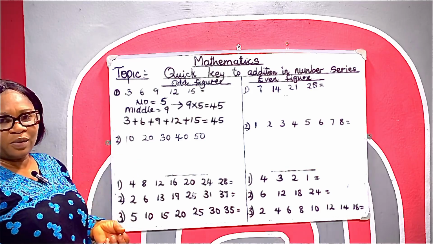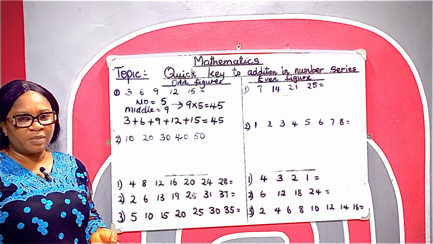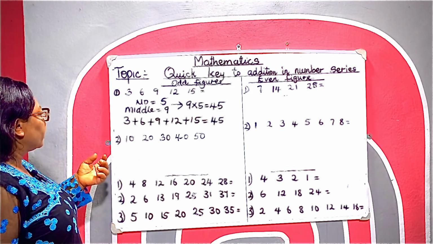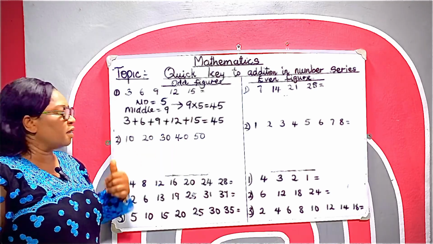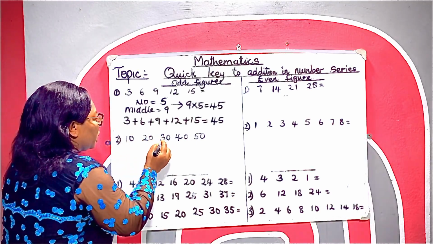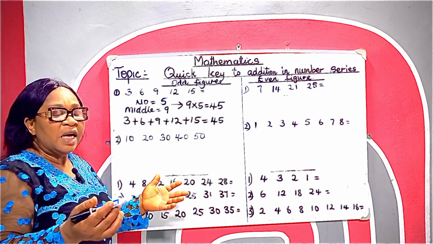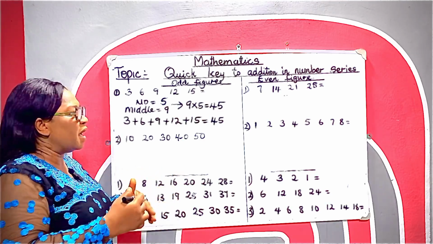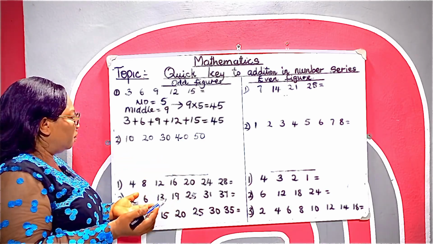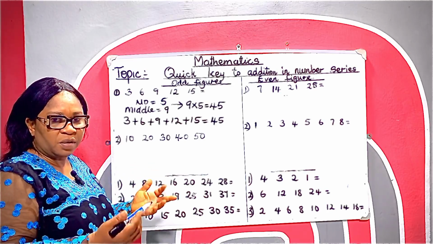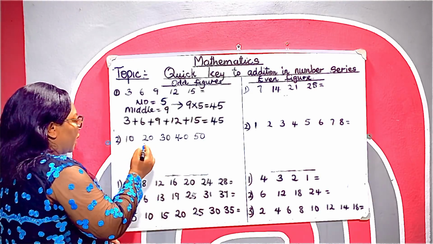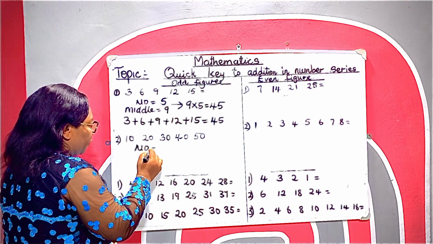So let's get to another example. How many numbers in the series? 1, 2, 3, 4, 5. 5 is an odd number. It can be more than 5. It can be 6, it can be 7, it can be any odd number, but I use just 5 in the series to give an example. So the number of the series is 5.